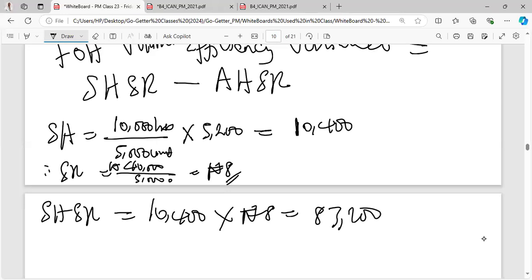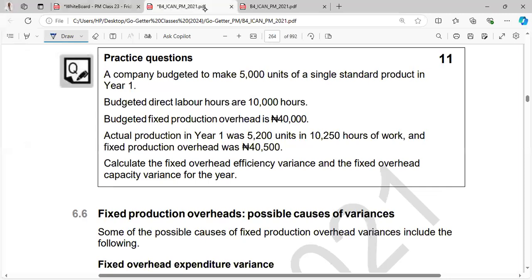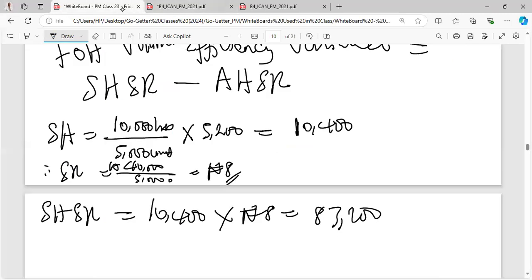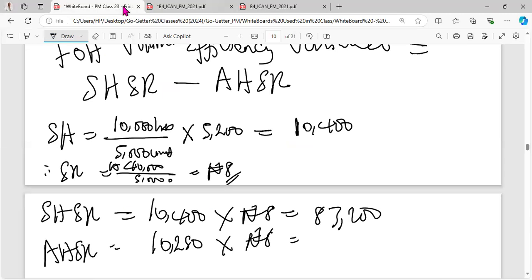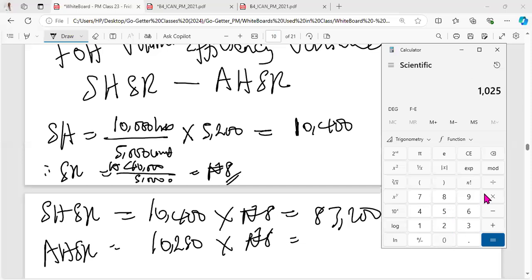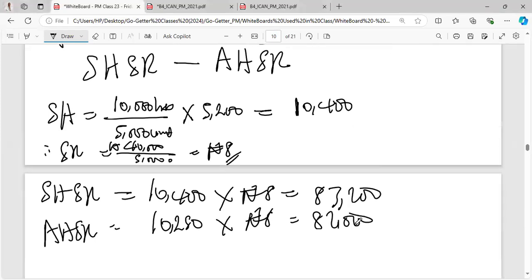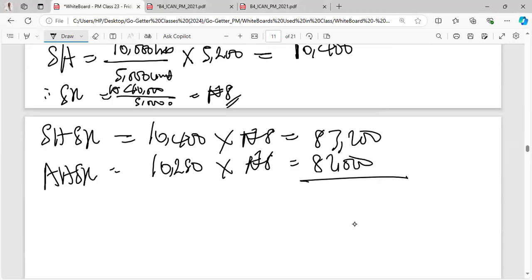Then actual hours, it took them 10,250. Actual hours, standard rate: 10,250 multiplied by 8. 10,250 multiplied by 8 gives me 82,000. So one minusing the other should give me 1,200 variance.